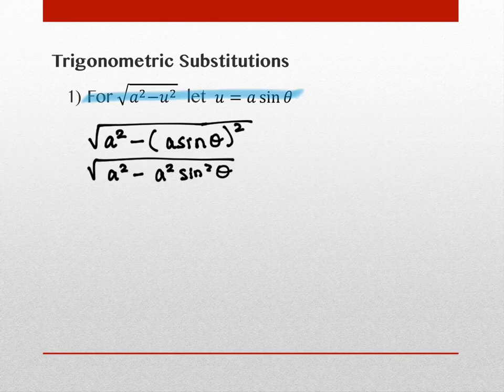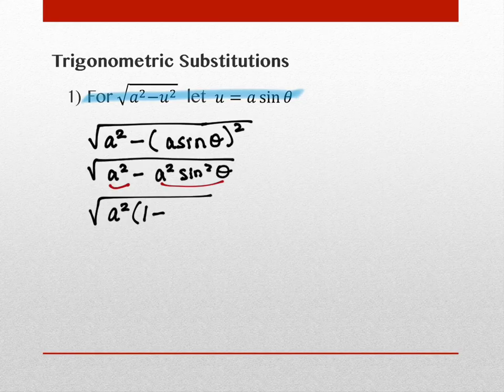Now, what you can do is you can say, okay, I at least see that there's an a squared in both pieces. Do you see that? So in here and in here, they both have an a squared. So I'm going to factor a squared out in front. Now, if I factor a squared out of a squared, what am I left with? 1 minus what? Sine squared. Fantastic.